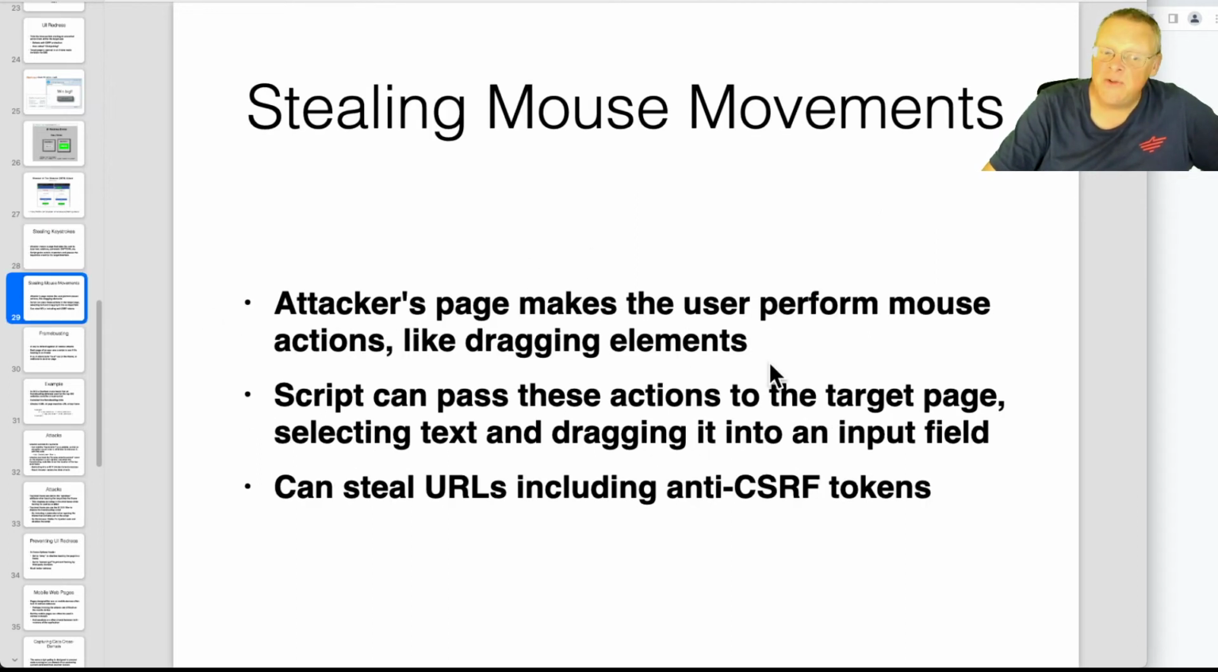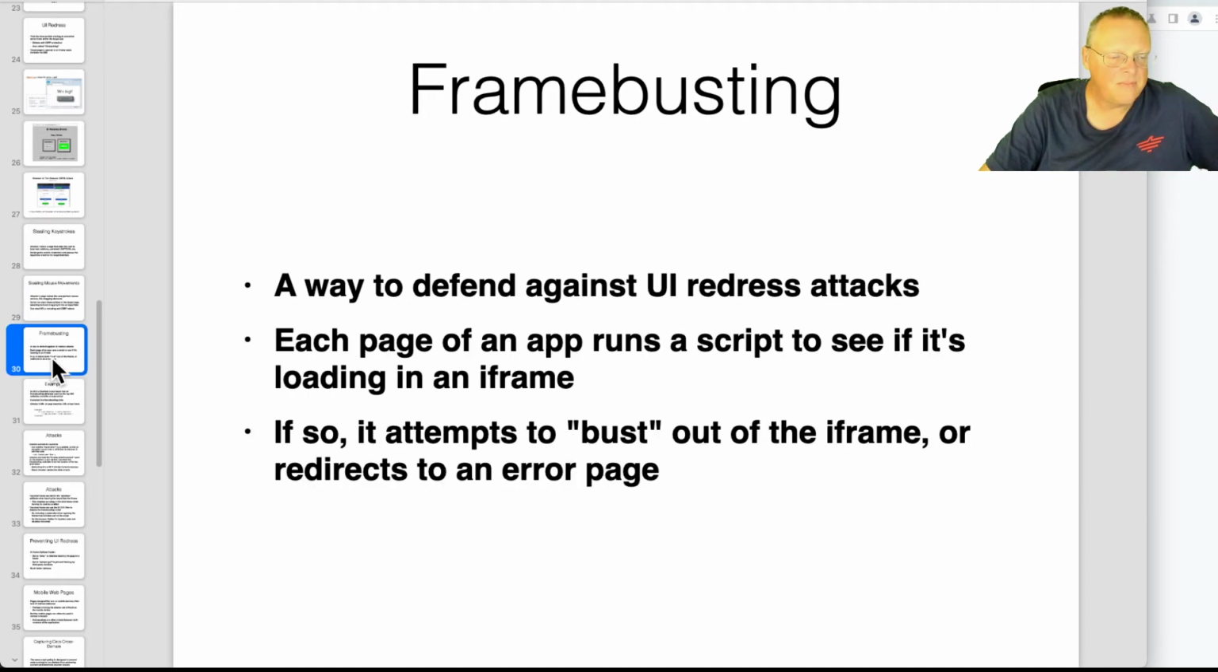I can steal mouse movements, like when you're dragging something. I can trick you into actually dragging and copying text when you think you're dragging a game piece around, that sort of thing. So one way to protect against this is to bust out of frames. Each page of an app can run a script to see if it's loading in an iframe, and it tries to bust out of the frame.